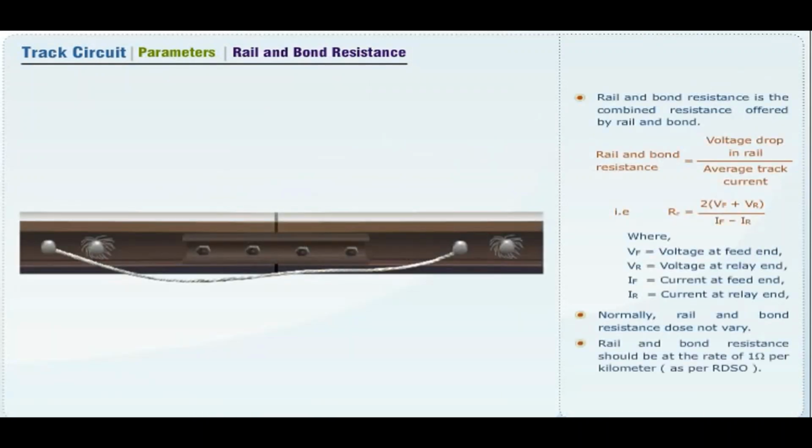Rail and bond resistance. Rail and bond resistance is the combined resistance offered by rail and bond. Rail and bond resistance is equal to voltage drop in rail divided by average track current. Normally, rail and bond resistance does not vary. Rail and bond resistance should be at the rate of 1 ohm per kilometer.